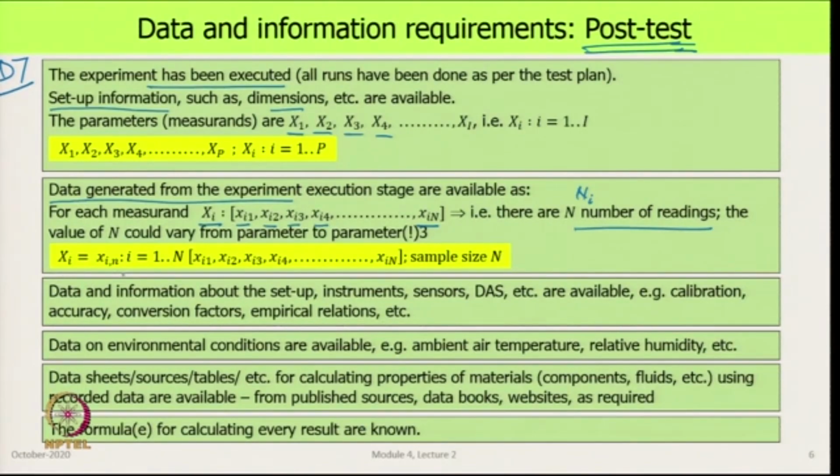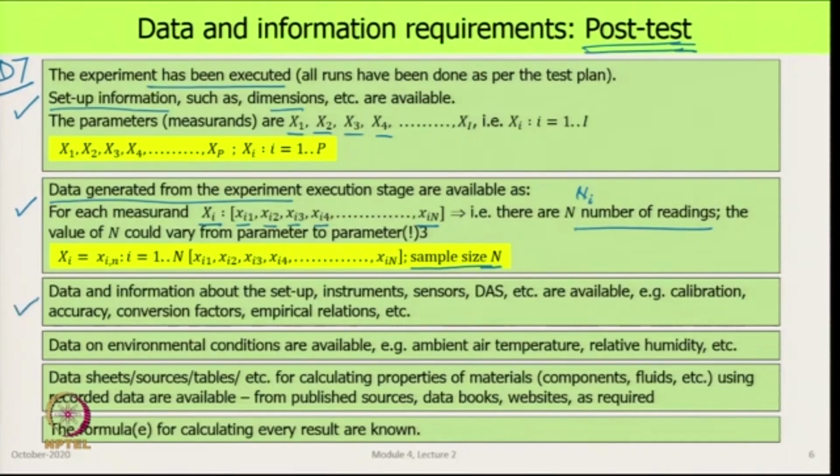So, xi is xin, where i is from 1 to n. So, we have this set which is a sample of measurement of size n. So, this is where we are now saying that this is the sample which is the same as what we learnt earlier in statistics. So, this is the data we got from running the experiment. This is the data about the setup of everything that was there in it.